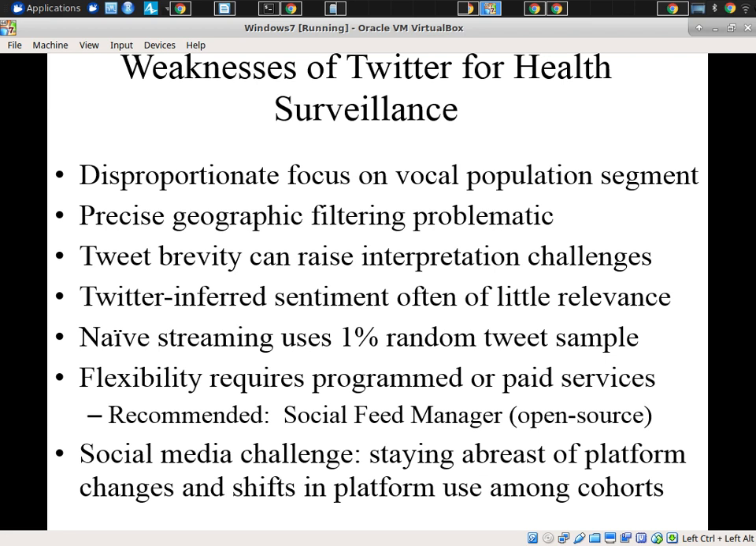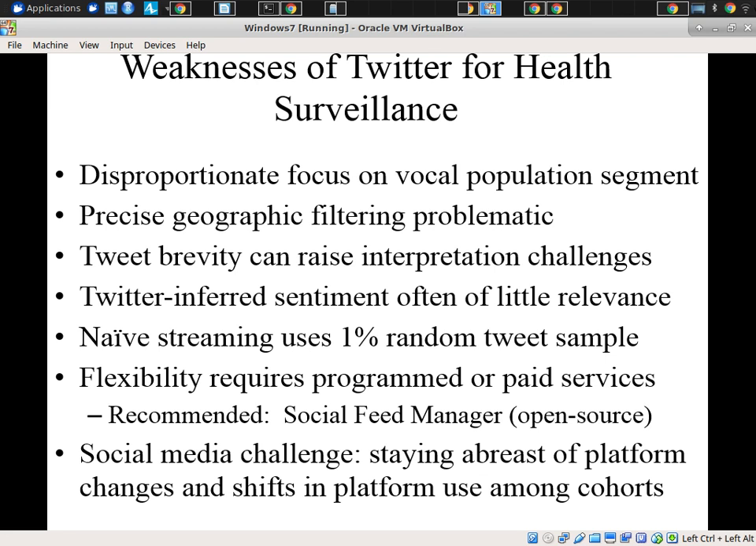What's not to like? Well, there are some notable weaknesses here. There's a disproportionate focus on a certain vocal population segment. I'm on Twitter secretly. I don't post any tweets on Twitter. I have people searching for my Twitter feed. I don't have any tweets online. But there's some people I know that tweet a lot. The tweeting is quite different. It's not an equal sampling of all voices, a representative sample.